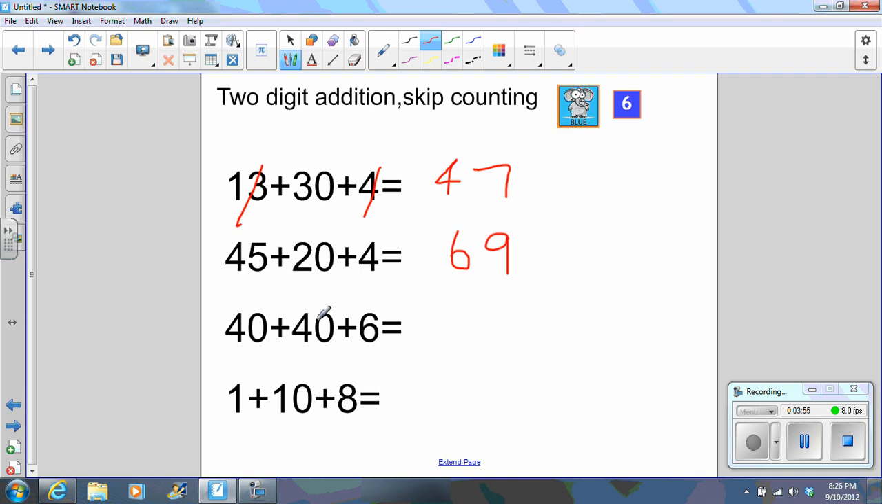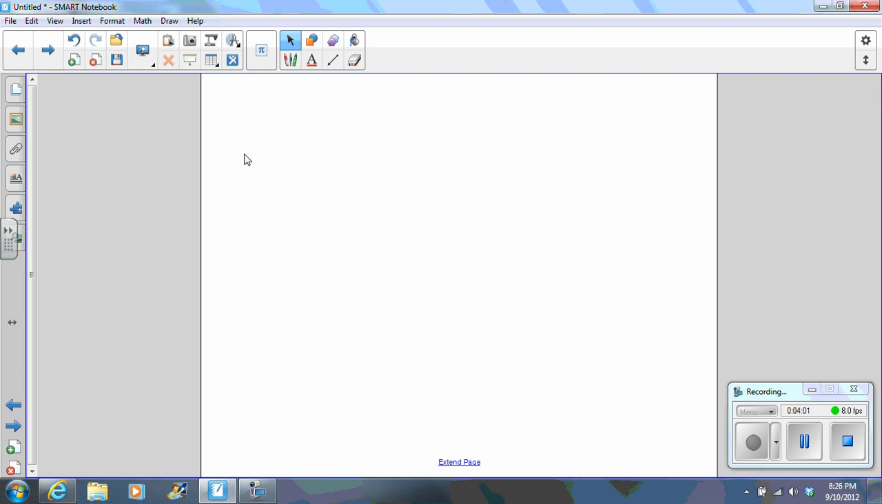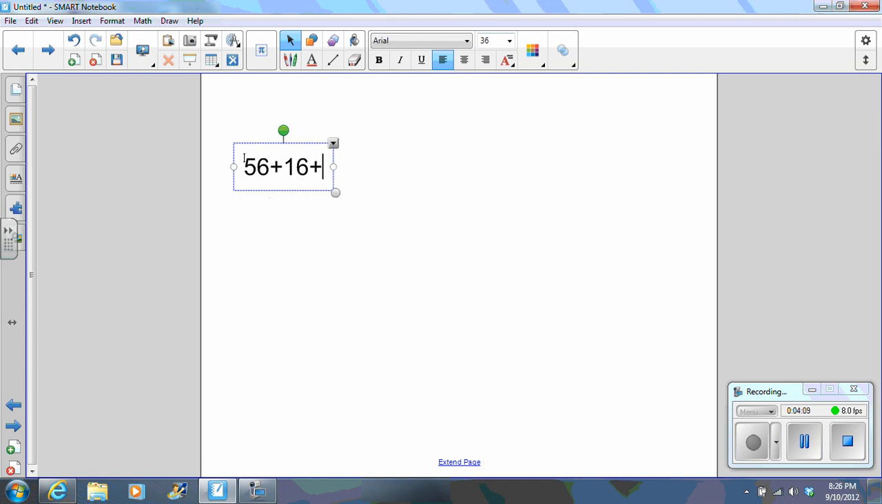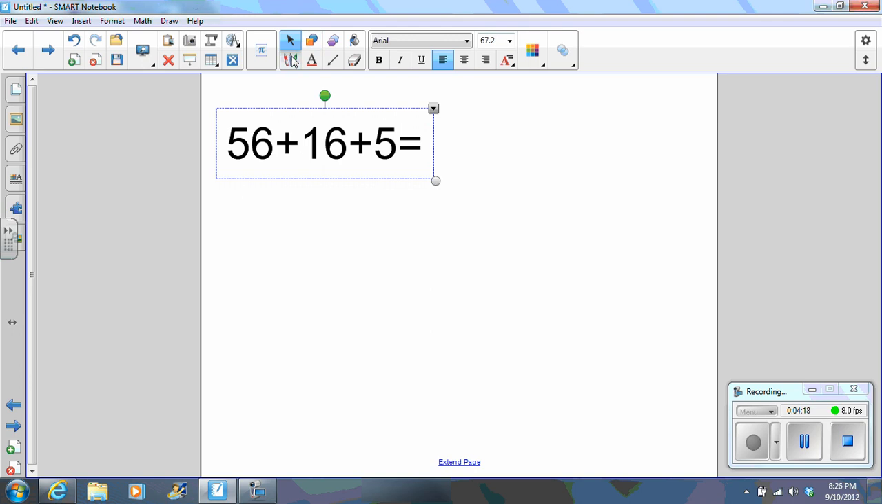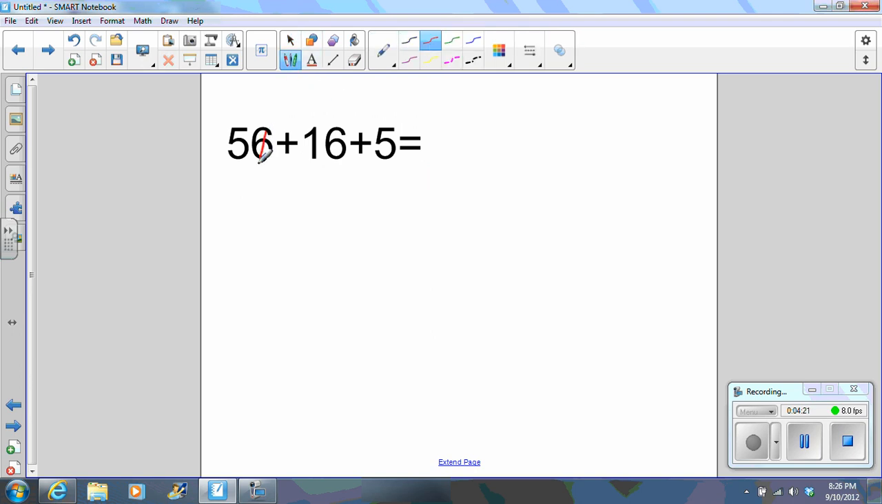Have I got one with borrowing? No, I haven't. So I'm just going to type one in here and show you how we worked it out with trading. So students might have 56. Okay, let's look at this one here using the same. So let's add the units first. So when we add the units, we've got 6 and 6 is 12. Add 5 is 17. And they carry the 1. 5 and 1 is 6. And 0 is 6. And 1 is 7.